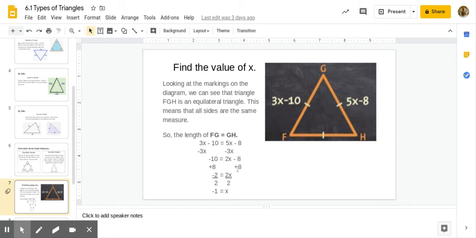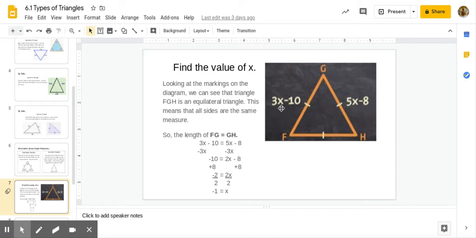That equals 0. To get x alone, we still need to get rid of the 2 that's in front of it, so we would divide by 2. What we do to one side, we do to the other. Negative 2 divided by 2 is negative 1. Bring down the equal sign. 2 divided by 2 is 1x, so x has a value of negative 1.